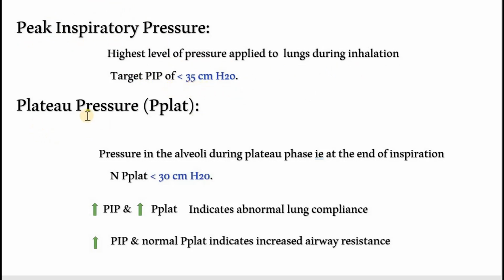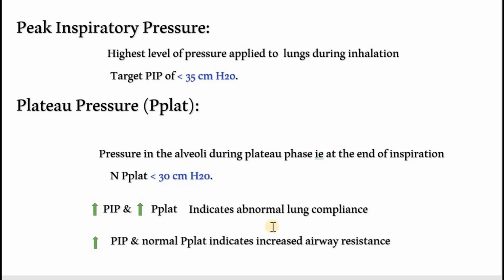Whereas plateau pressure is pressure during the plateau phase. That means pressure in the alveoli during the plateau phase, that is at the end of inspiration, and it should be less than 30 centimeter water. If you see a ventilator alarm and it says P peak or peak inspiratory pressure high, and if you see a P plat high, the pressure during inhalation and pressure at the end of the inhalation is high.